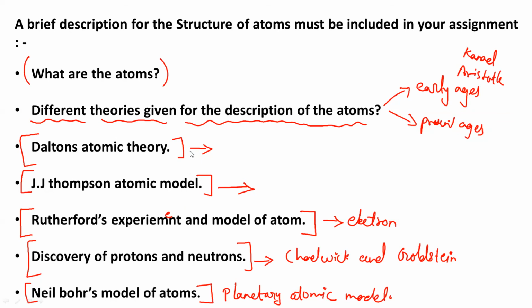So in this, the introduction of the atom, then different theories which have been given in this particular time period. And then the main part: you have to briefly describe the Dalton's atomic theory, then J.J. Thomson's atomic model, then Rutherford's experiment and how he formed a model of atom, then the discovery of protons and neutrons, which is done by Chadwick and Goldstein, then Neil Bohr's planetary model of atom. You have to mention all these things briefly. So this is your summer vacation assignment.